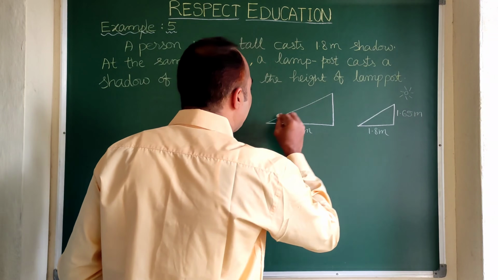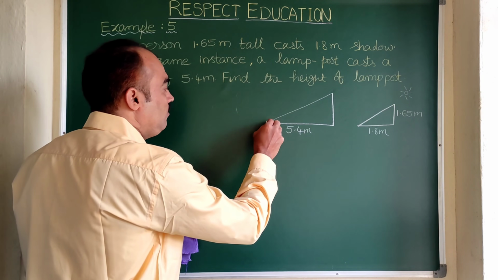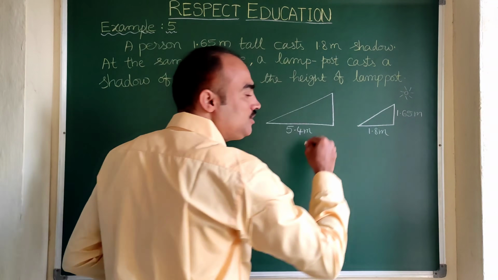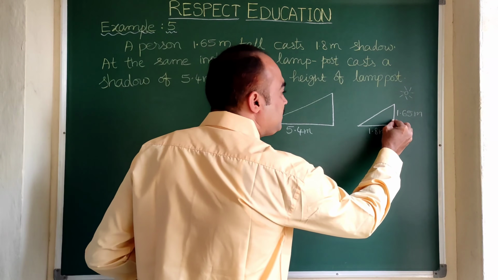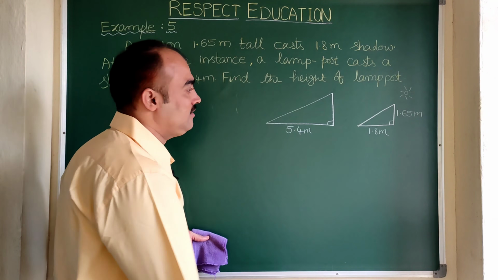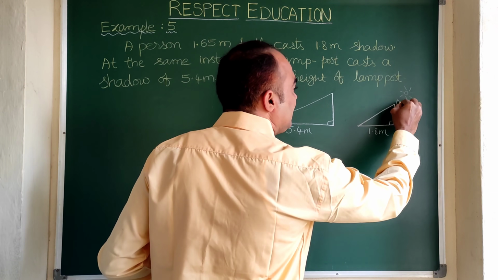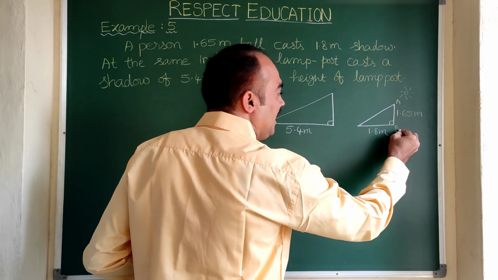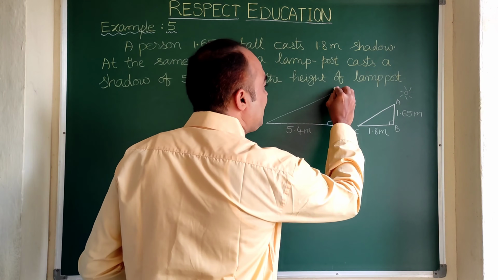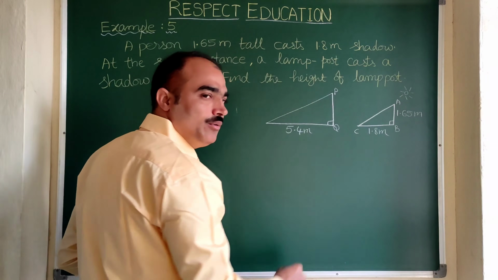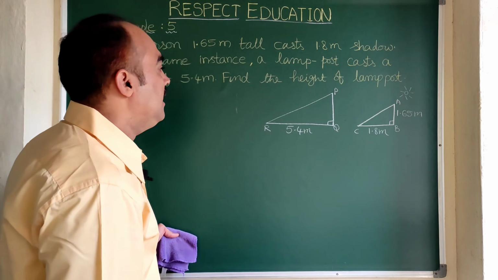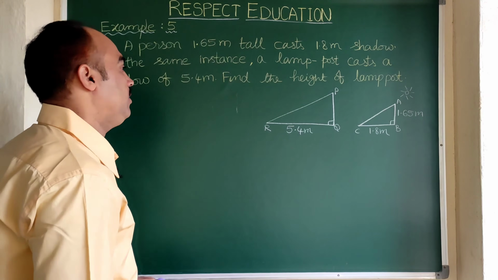So here, as we know, the person and the lamp post both are absolutely perpendicular to the earth. That is one thing. Here let us consider AB as the person and BC as his shadow, whereas here PQ as the lamp post and QR is its shadow. Now let us start solving this problem.